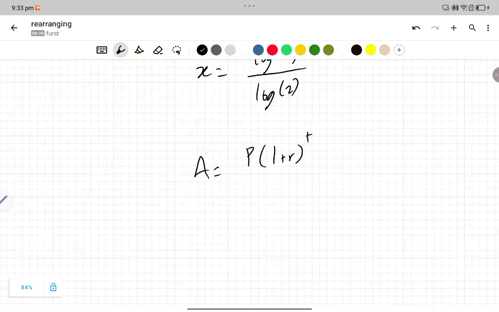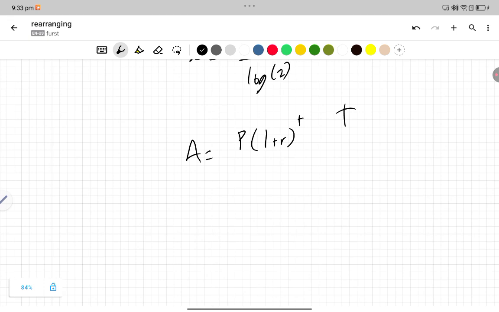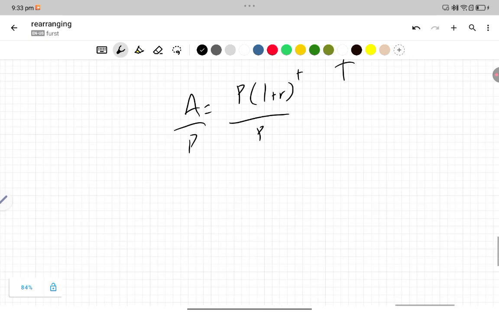Okay, we're going to make t the subject. How can we do that? Well, for now, t is part of this thing, these brackets, which is being multiplied by p. So for now, I just want to get rid of the p. That'll make things simpler for us. This whole thing is being multiplied by p, so we divide both sides by p. A over p equals (1 plus r) to the t.